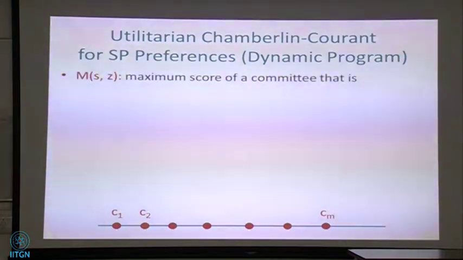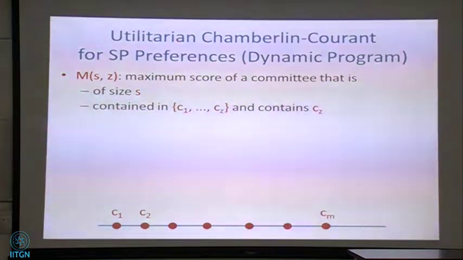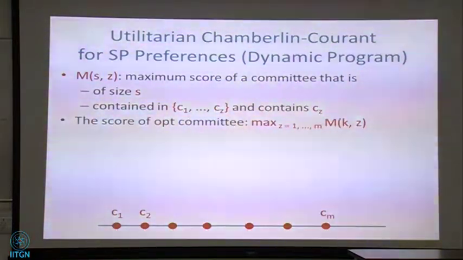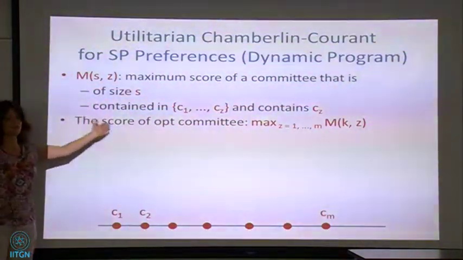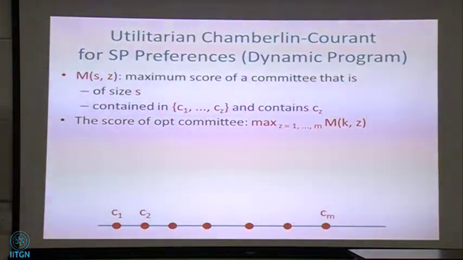Okay, so how is the dynamic program going to work? Well, we ask what is the maximum score of a committee that is first of size S, and second is contained in the prefix up to Z and contains the last point of that prefix. Once we have computed all of these things, the optimal committee would be the one where S equals K and Z can be anything. So we don't know in which prefix the optimal committee is actually contained, so we have to check all possibilities. So we go over all possible Z's and substitute K for S.